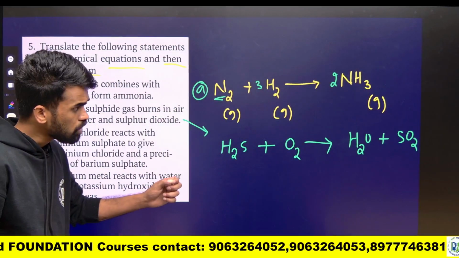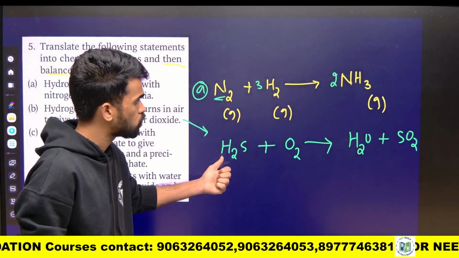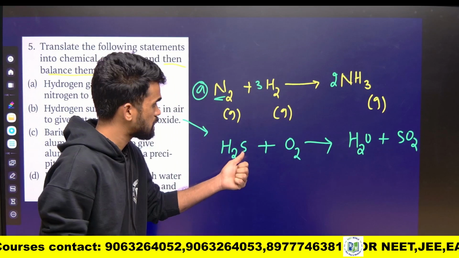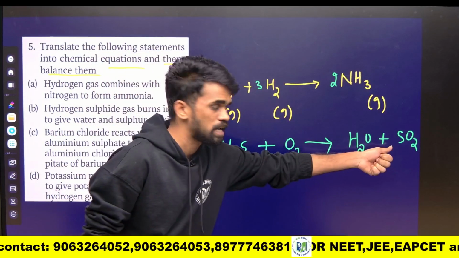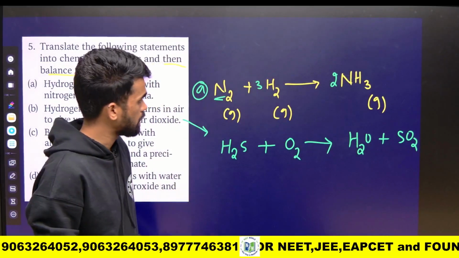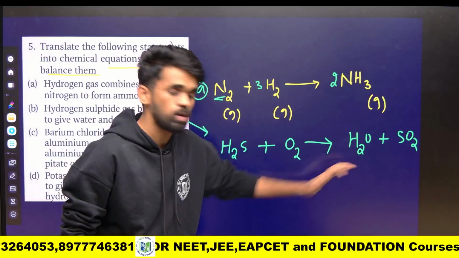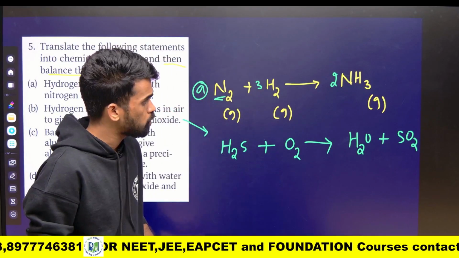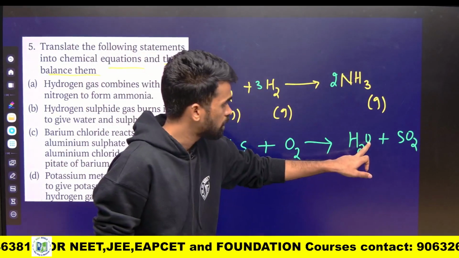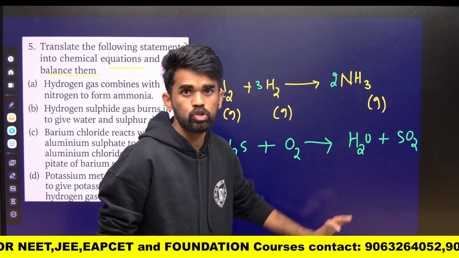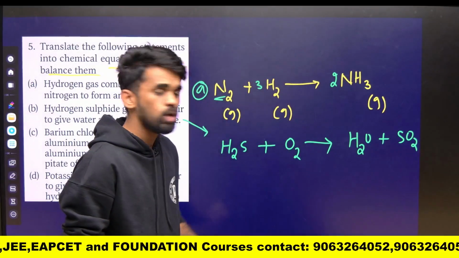So just try to balance them. Sulfurs, how many are there? 1 sulfur atom, there also 1 sulfur, that is fine. Again next, what do we need to look at here? 2 hydrogen atoms here, here also 2 hydrogen atoms, that is also fine. Now what about oxygen atoms? Here 1 plus 2, 3 oxygen atoms are there, but here 2 oxygen atoms are there.